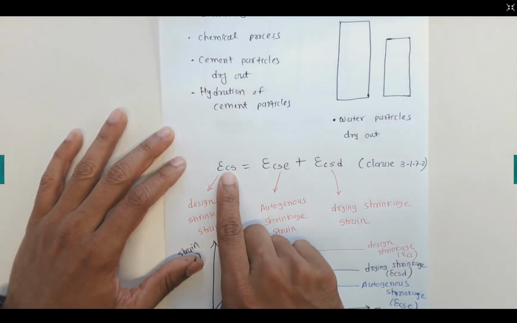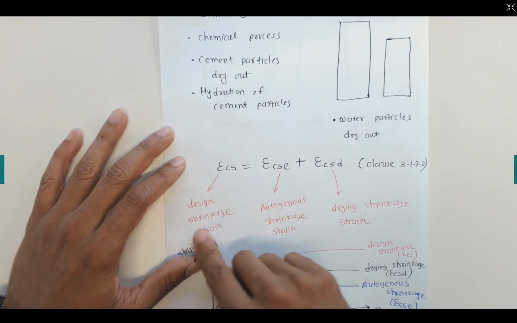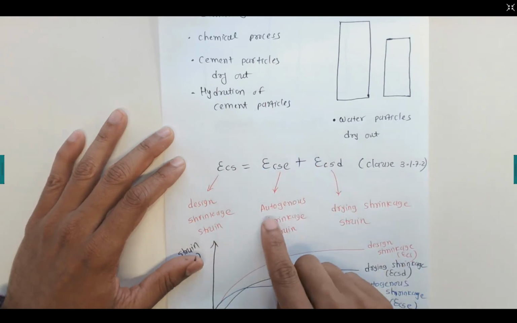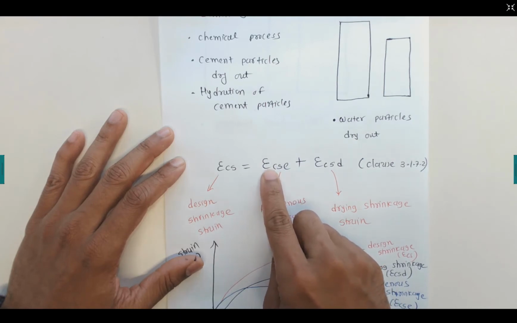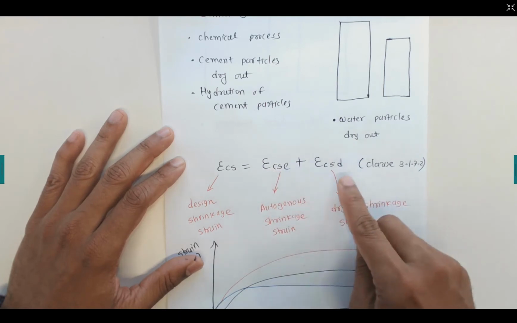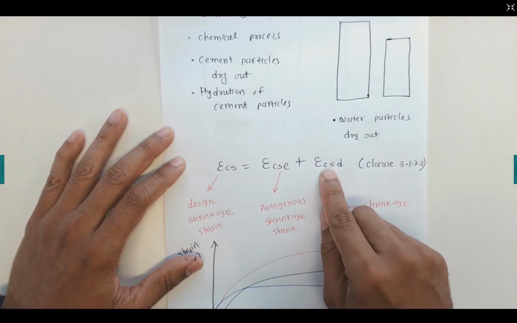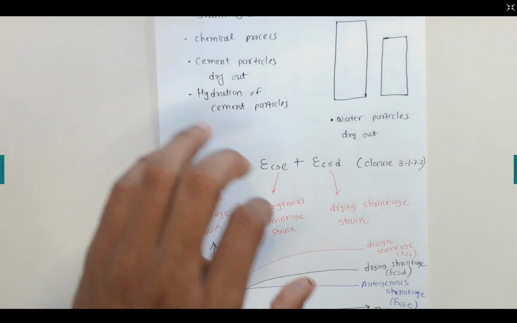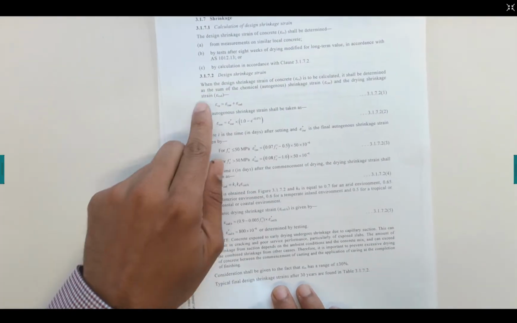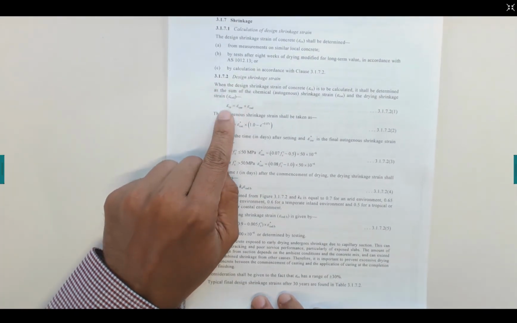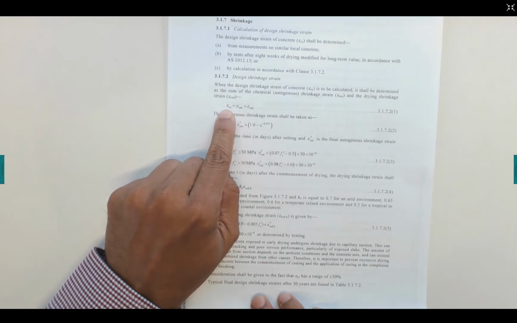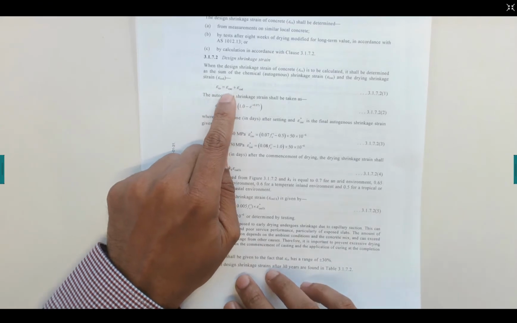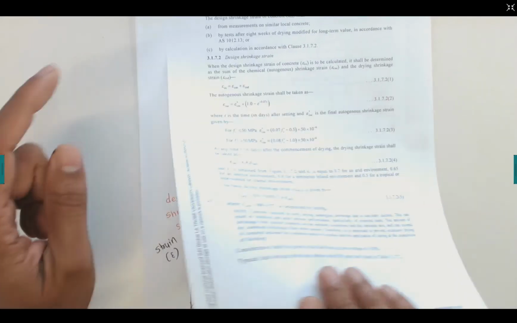Now it has a design shrinkage strain, represented by epsilon_cs, which is nothing but the summation of the autogeneous shrinkage strain, epsilon_cse, plus the drying shrinkage strain, epsilon_csd. That is given in clause 3.1.7.2. The equation is given here. That's the design shrinkage strain, autogeneous shrinkage strain, and drying shrinkage strain.